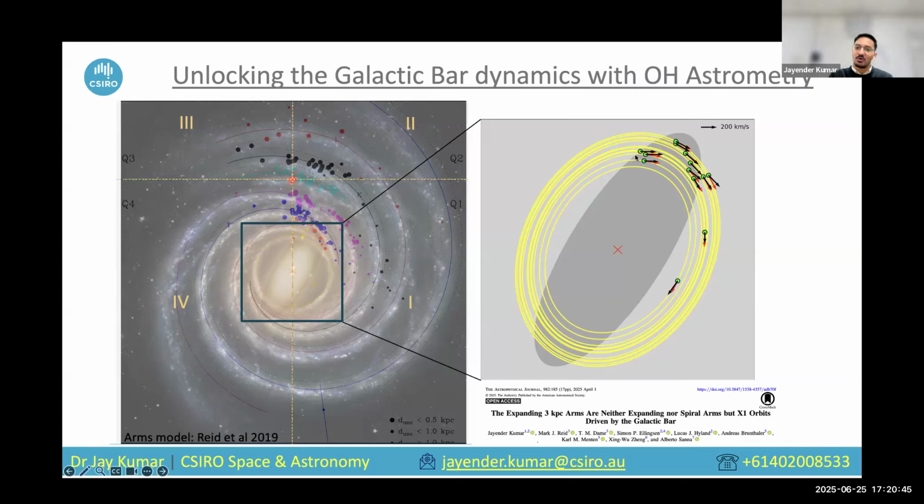These dots over here represent parallax measurements to star forming regions. Three of these parallax measurements were done by me. These arrows represent the galactocentric velocities, and I fit a very simple model of concentric elliptical orbits, which are the bar or family of bar orbits in our galaxy. I'll just stop here, because if you want to know more about it, please go read this paper.